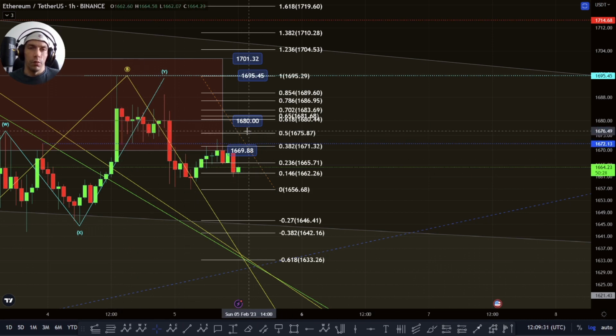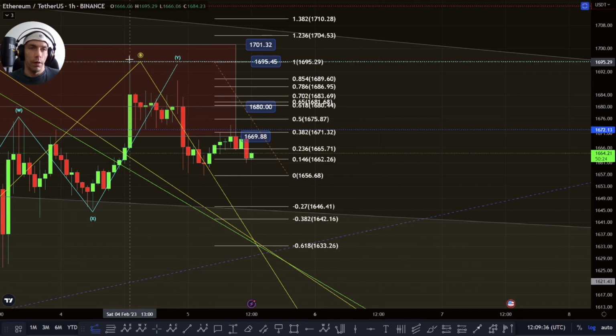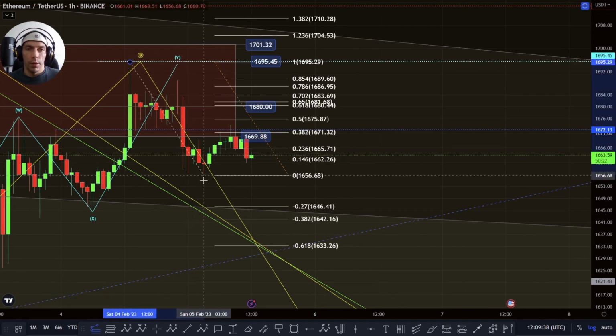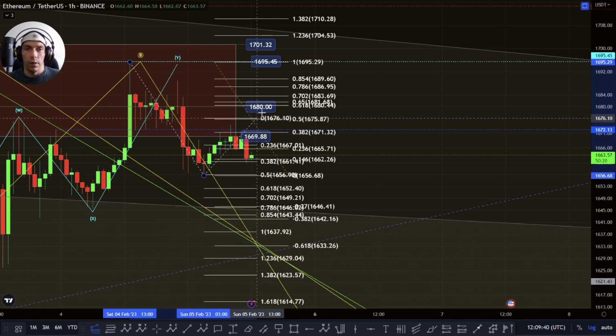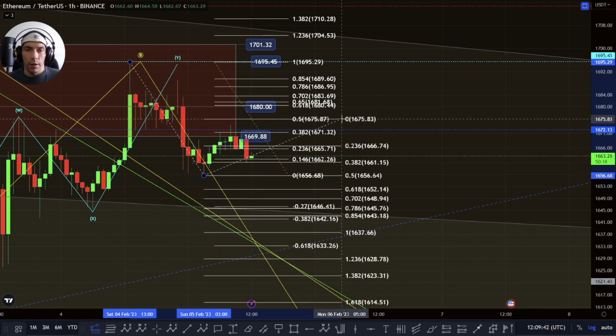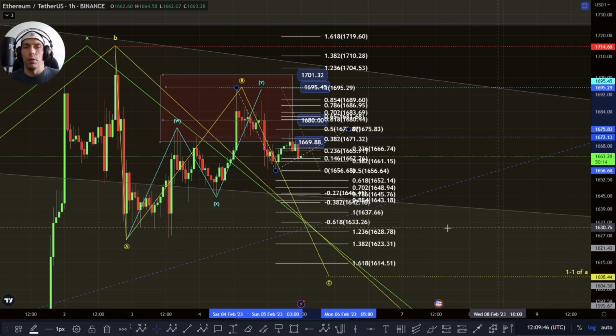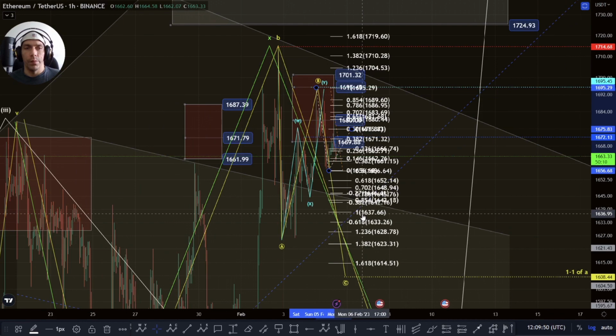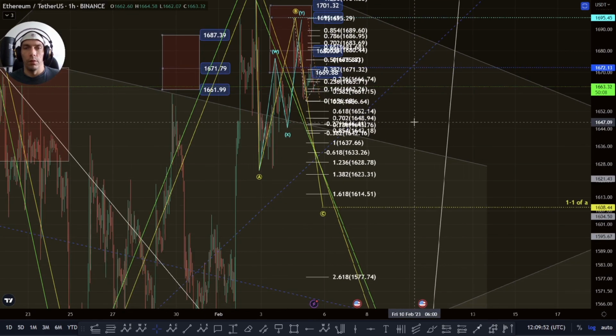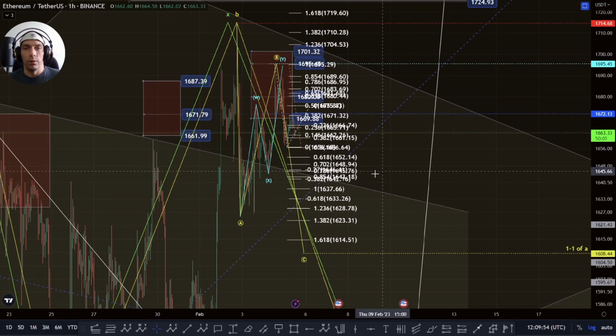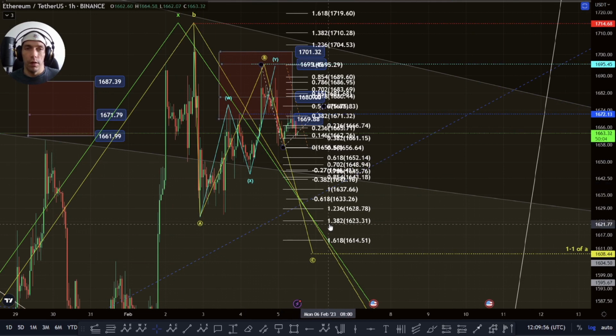So if we do actually move up, face rejection there, it could lead to a sell-off to the downside. If we throw this fib onto here, basically we'd have to go into there. If we do come back up into this 50%, a 1-to-1 would actually bring us back down here into the middle of this channel, and also look to potentially retest this sloping channel that we have sort of broken out of here.